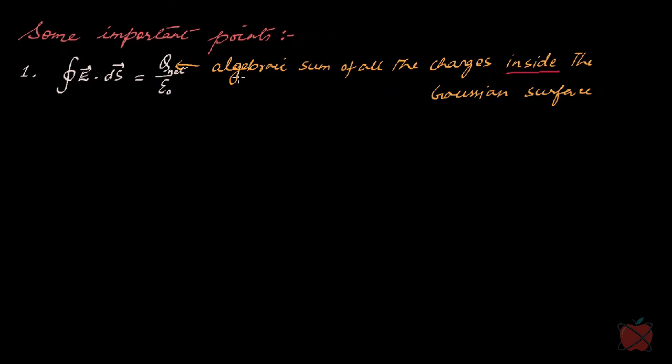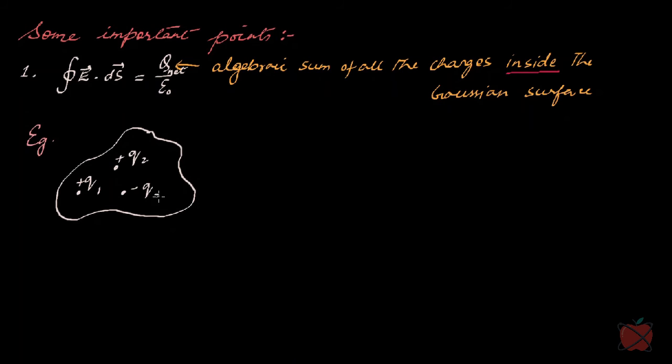And how do we get the net charge? We take the algebraic sum of all the charges. For example, let's say I have a Gaussian surface like this. Now, like I told, the Gaussian surface may be of any shape. It may be a geometrical shape or any irregular shape, as long as it is a closed surface. Now inside here I have a number of charges. Let's say I have plus q1, and then I have plus q2, then I have here minus q3, and let's say minus q4. Then outside I have a plus q5, and another charge here minus q6.